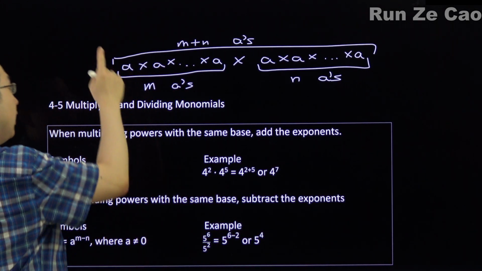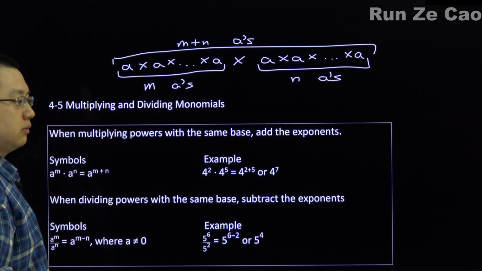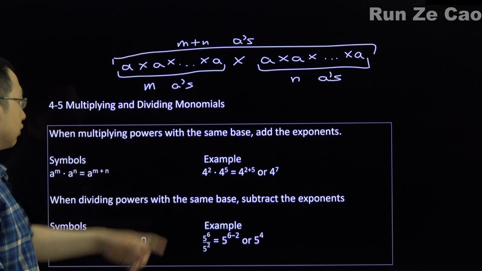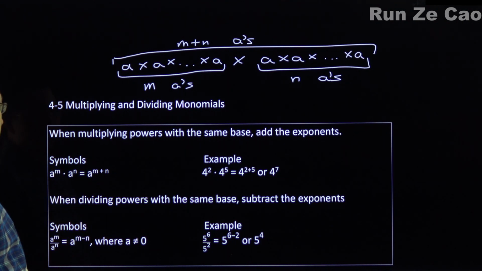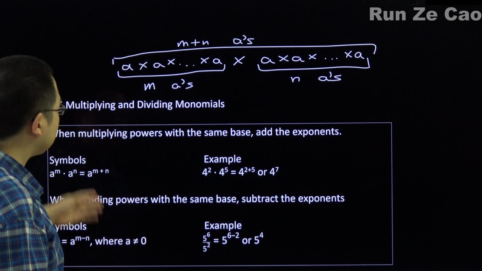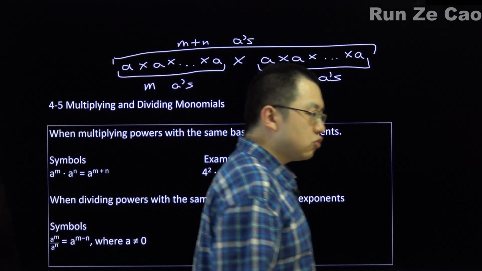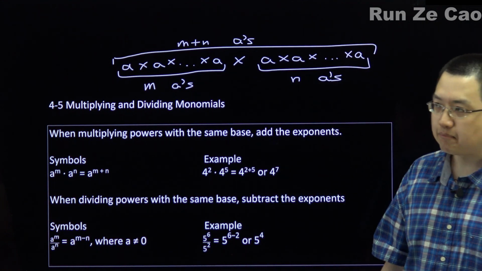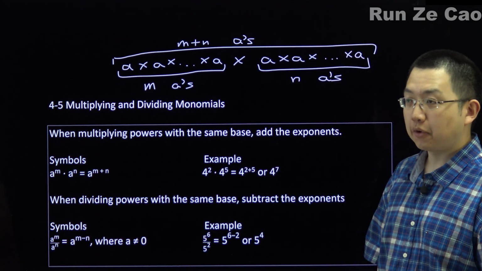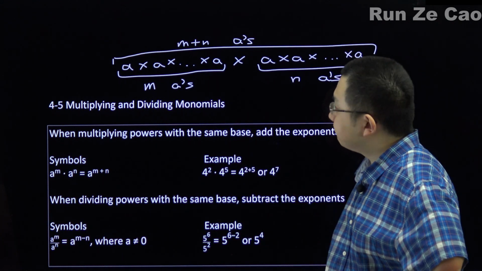What happens when you multiply monomials? Monomials just means single terms, like a to the 5th power, or a to the 6th power, or a to the mth power. Well, if you have the same base and you're multiplying powers, you just add the exponents. Why is this? It's shown up here.